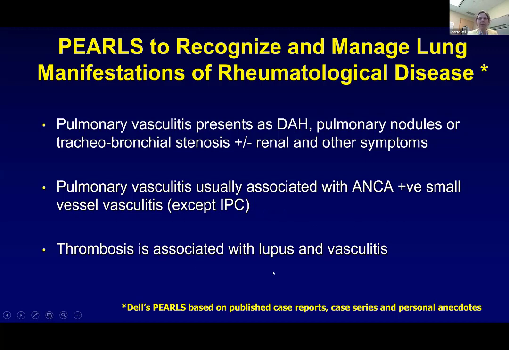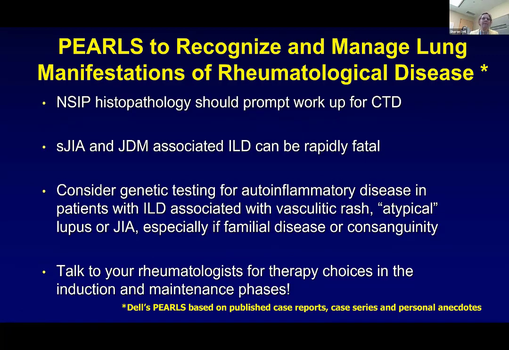Thrombosis is associated with both lupus and vasculitis. If you see NSIP histopathology in a child with interstitial lung disease, it certainly should prompt a workup for connective tissue disease. Systemic JIA and JDM are associated with interstitial lung diseases that can be rapidly fatal. And consider genetic testing for autoinflammatory disease when you see patients with interstitial lung disease that is associated with vasculitic rash, atypical lupus, or JIA, particularly if there is a family history of similar disease or if there's consanguinity.